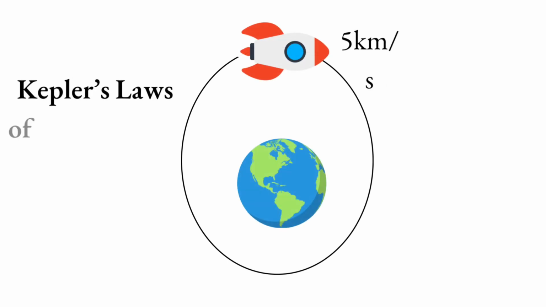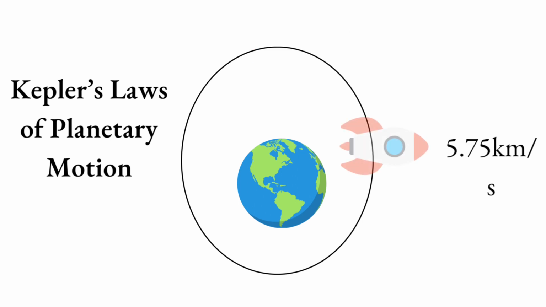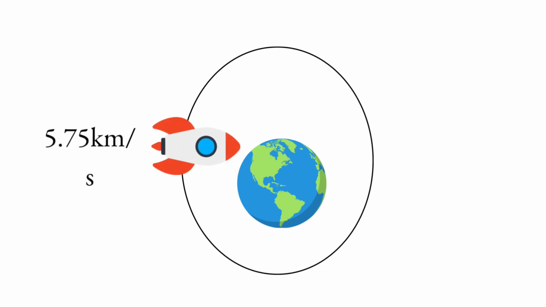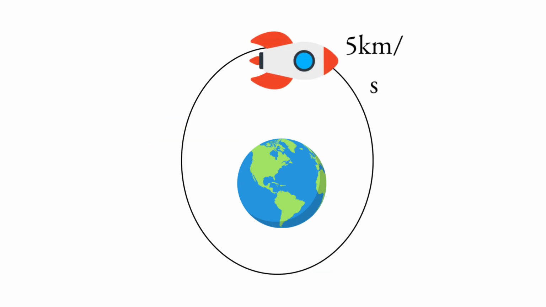So here is our example. And according to Kepler's laws of planetary motion, when an object is at its furthest point in its orbit, it will be traveling the slowest, and when it's at the closest point of its orbit, it will be traveling the fastest.